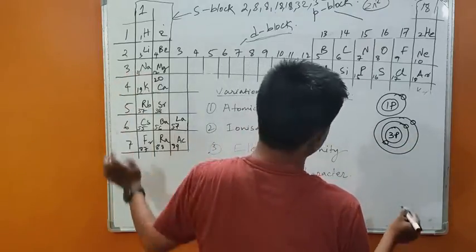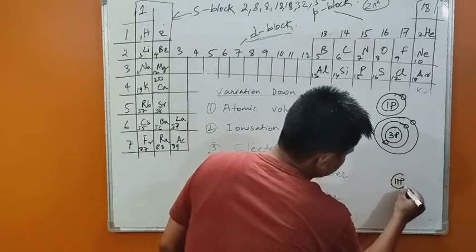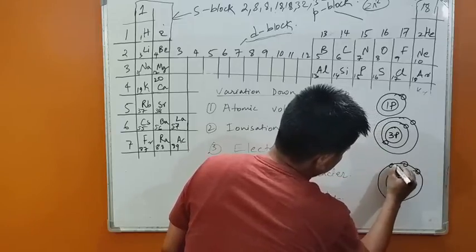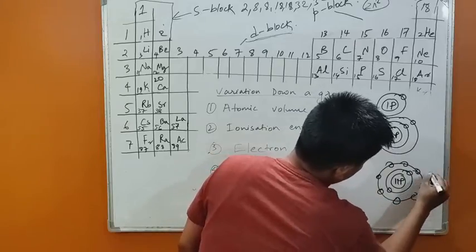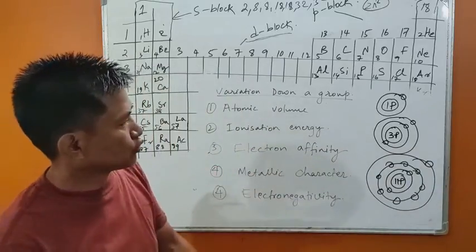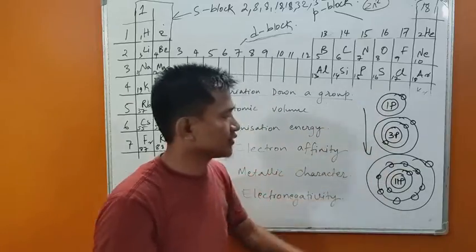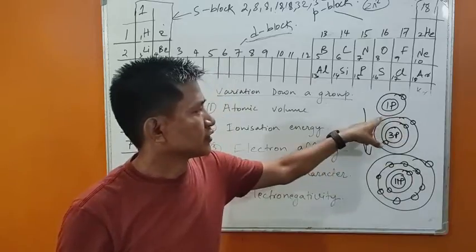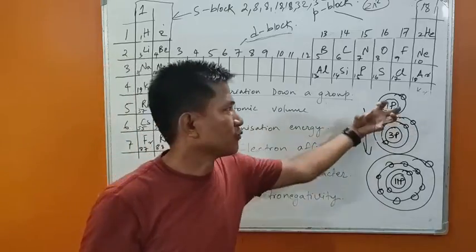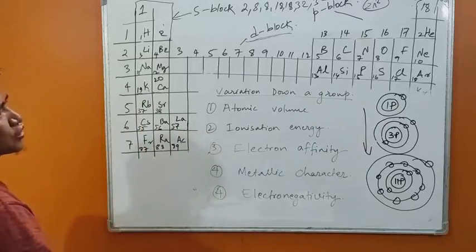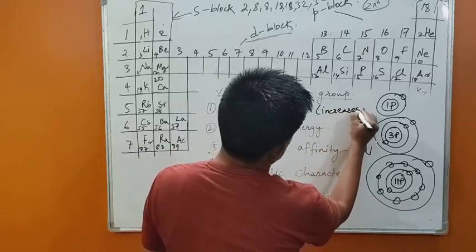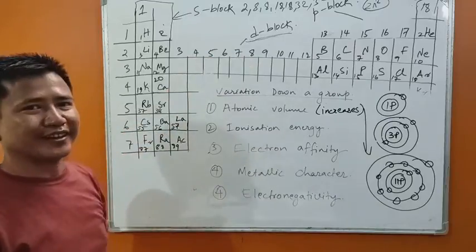Now comes atomic number 11, sodium. 11 protons within the nucleus, 2 electrons in the first orbit, 8 electrons in the second orbit, and 1 electron in the third orbit. Now as you go downward, you see that the atomic radius is gradually increasing, isn't it, with the number of shells increasing: first shell only, 2 shells, 3 shells. So as you move down a group, the atomic radius increases, which means the atomic volume increases. Atomic volume increases as we move down a group. Okay, I hope you got this.